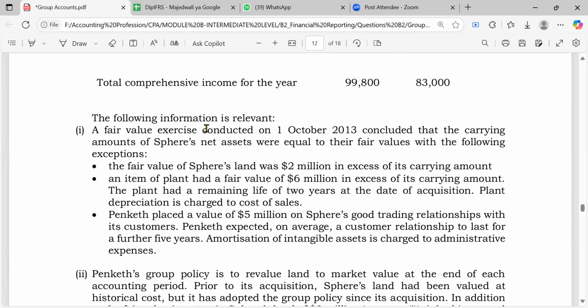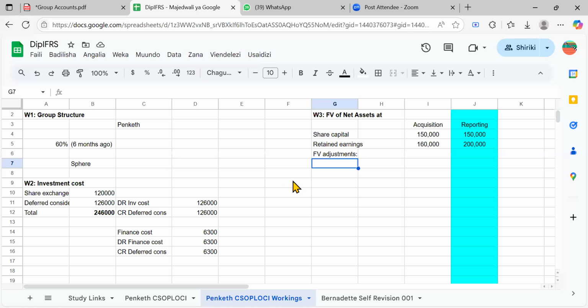This one, fair value exercise conducted on October 2013, which was the date of acquisition, concluded that the carrying amounts of Sphere's net assets subsidiary were equal to their fair values with the following exception, right? Fair value of Sphere's land was 2 million in excess of its carrying amount. So first of all, we have land. 2 million in excess of its carrying amount. So I just write 2,000 there, right? And then I would also put the date of reporting. Of course, we don't care so much about this, like I told you.